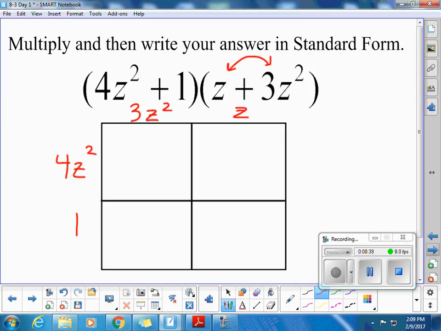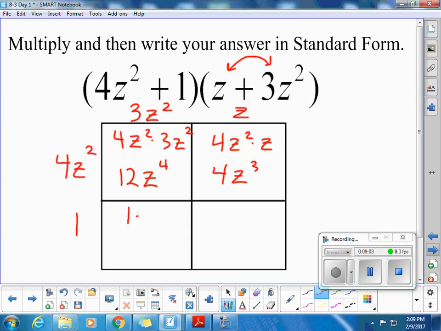So if I look at that, this would be my 4z squared times 3z squared, which is 12z to the fourth when I multiply, right? Z squared times z squared, z to the fourth. And here I have 4z squared times z, which is 4z to the third. And here's 1 times 3z squared, which is just 3z squared. And 1 times z, which is obviously just z.